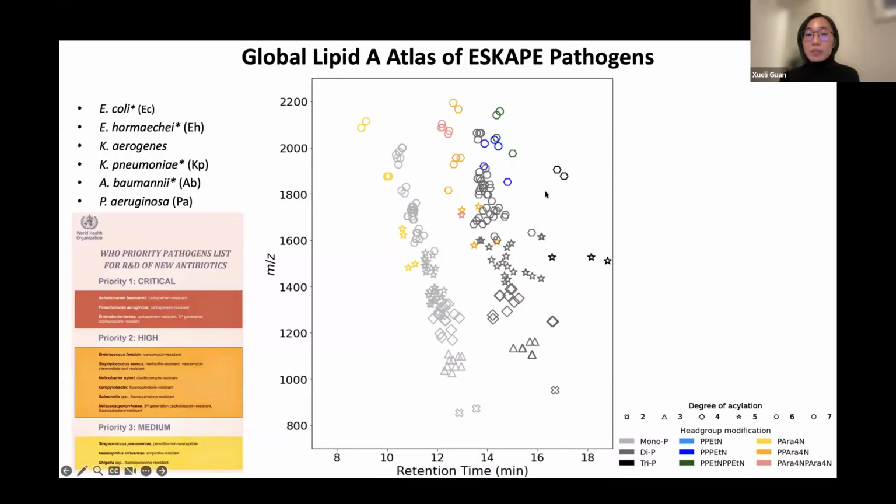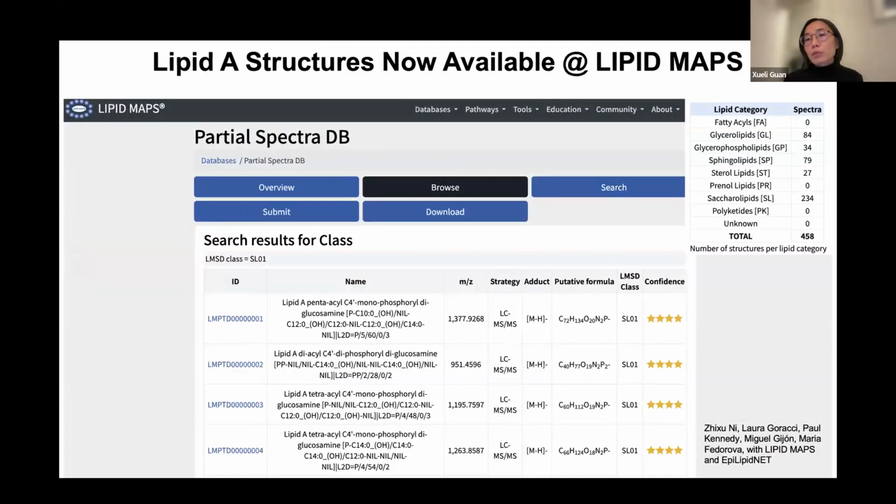This map highlights the diversity of lipid A that exists in these bacteria, and in total we have been able to solve the structures of 188 unique lipid A from this panel of bacteria. With this work, we are also very thankful that, very recently, LIPID MAPS has a new partial spectral database, and the lipid A structures that we have resolved using LipidAder are now available on LIPID MAPS, thanks to the work of Laura, Paul, Miguel, Maria, and colleagues from LIPID MAPS and EpiLipidNet.